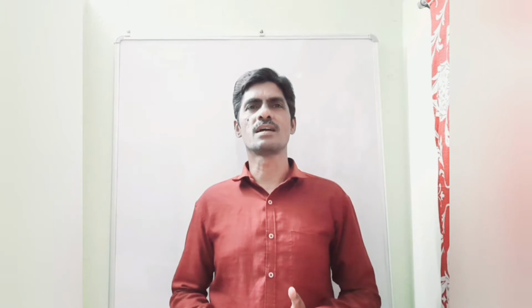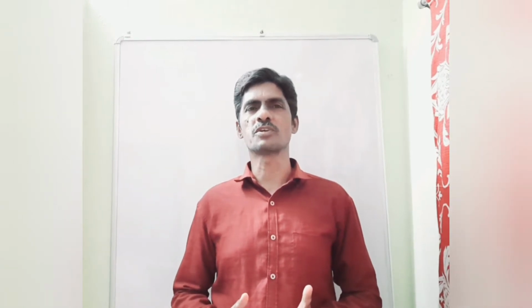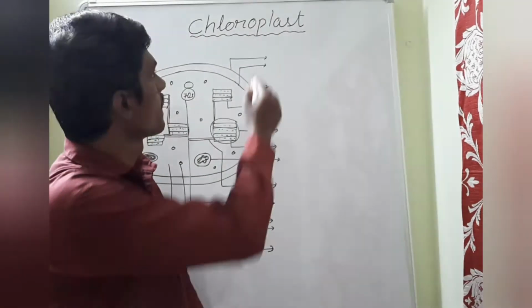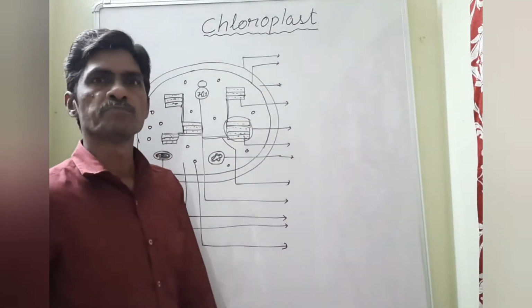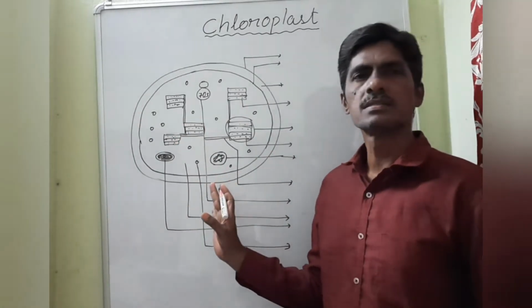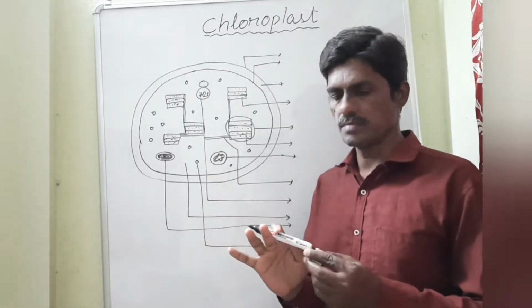Today we'll discuss the 11th class, one important chapter, that is cell biology, or you can say the unit of life. Subtopic is chloroplast. See all of you, this is the structure of chloroplast, and in this chloroplast, I mentioned some labeling parts. One by one, we will discuss the labeling parts.